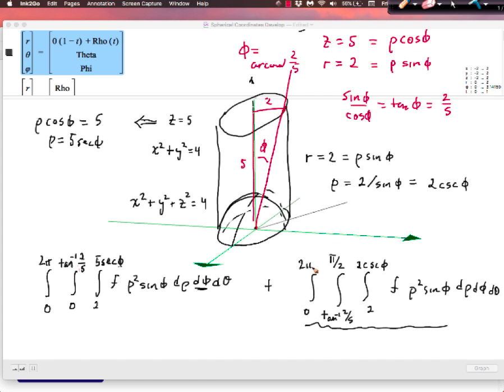Questions on spherical coordinates for this problem. So in this case, spherical coordinates requires the sum because we have two exiting surfaces for rho. We have the z equals 5 and then the cylinder. The dividing point of those two being arctan of 2/5. Okay, how about cylindrical coordinates?